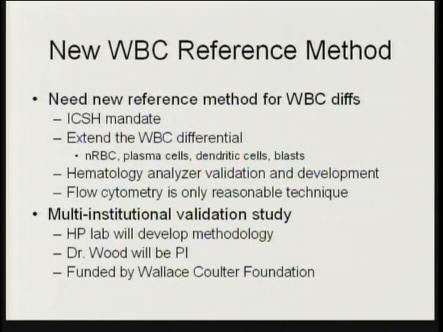It's going to be a multi-institutional validation study. The hematopathology lab is helping develop the methodology as we speak. I'll be the PI, again funded by the Walter Coulter Foundation, and we will develop a new reference method for doing white cell differentials that will become the new predicate method for this type of evaluation.